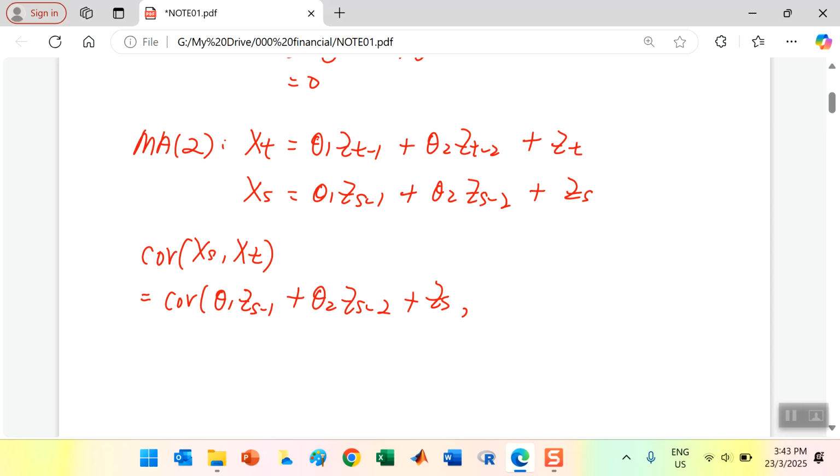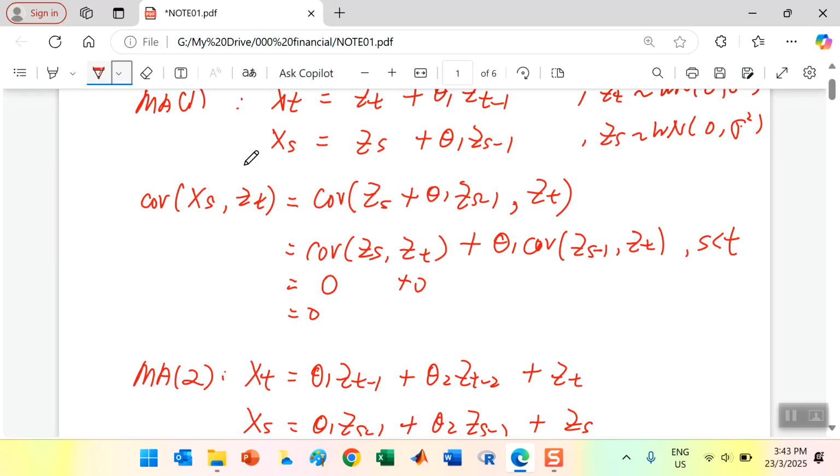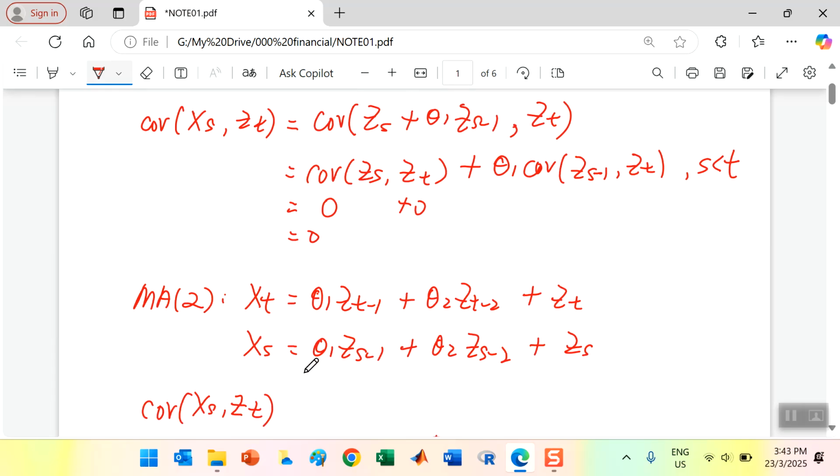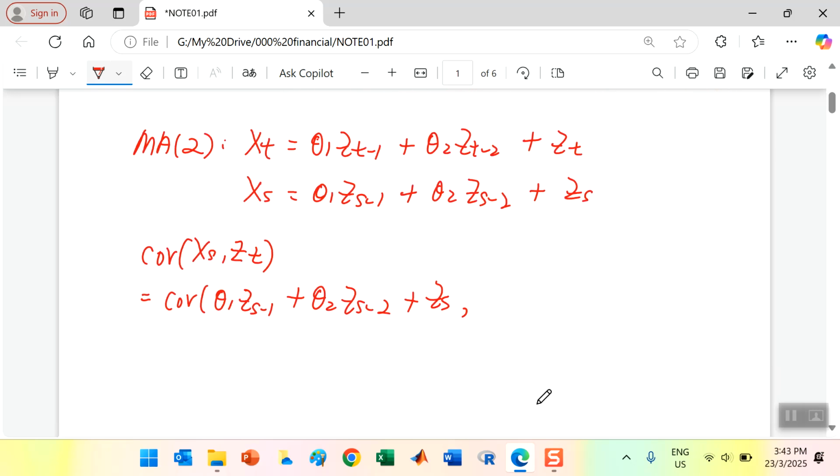Oh, sorry, this should be the ZT. We want to check the relationship between XS and ZT, because this result is quite important for us to derive the autocorrelation function afterwards. So this is the ZT.